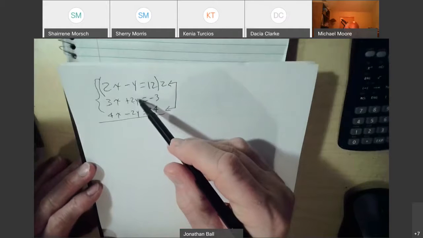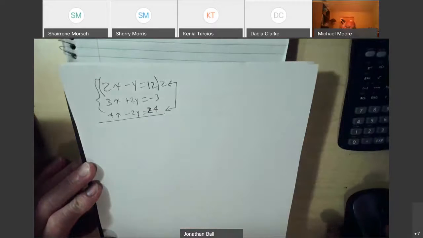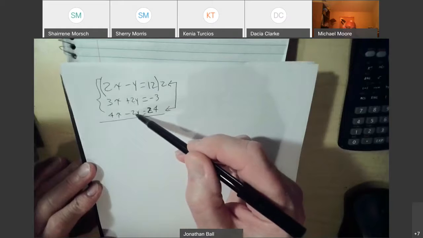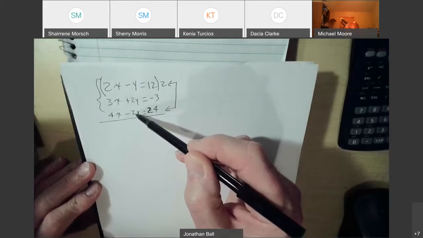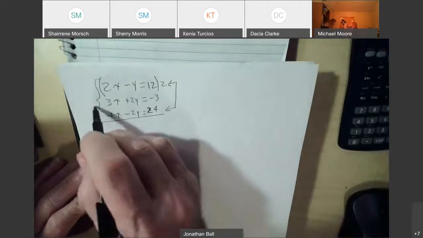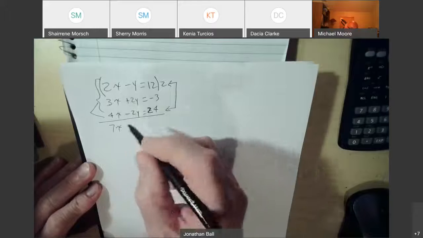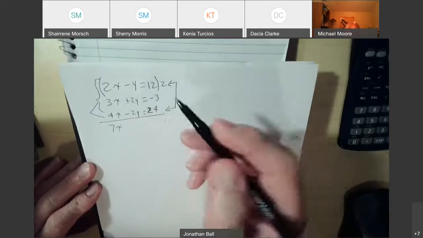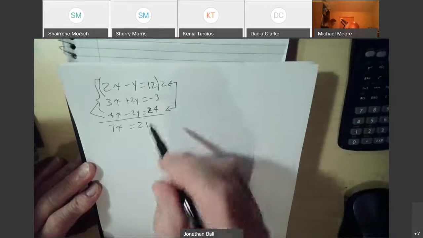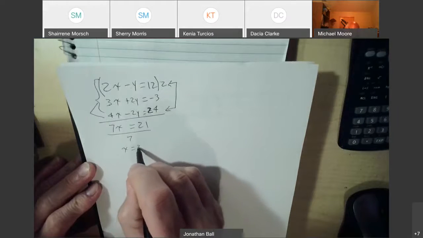Okay, now we have one of the variables is the opposite of the other. 2y minus 2y is 0, and that's what we want. We want to eliminate one of the variables when we add these two equations together. 3x and 4x is 7x. 2y minus 2y is 0 equals 21. 24 minus 3 is 21. Divide by 7, x is 3.